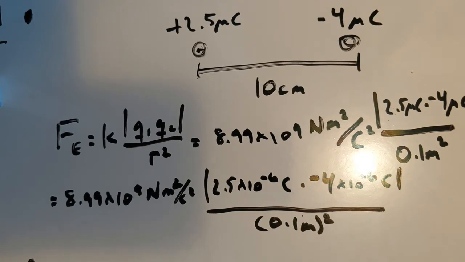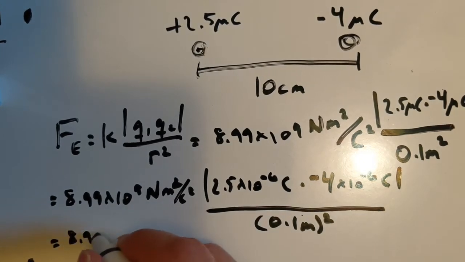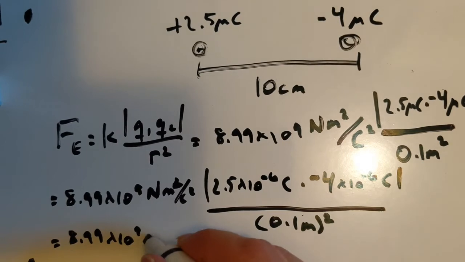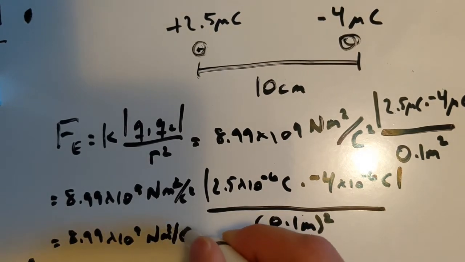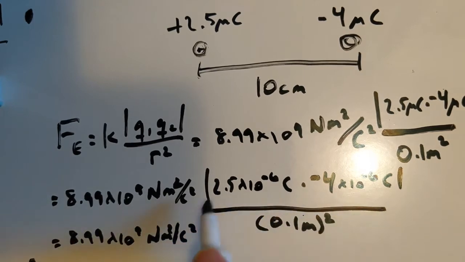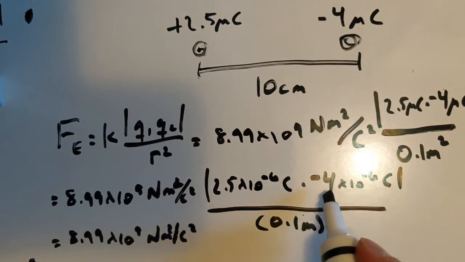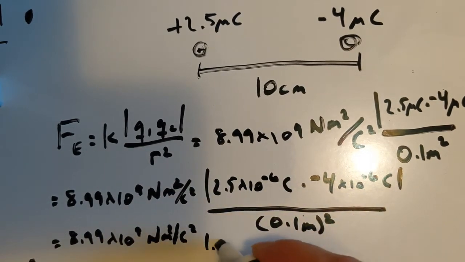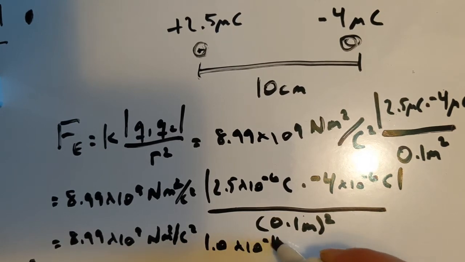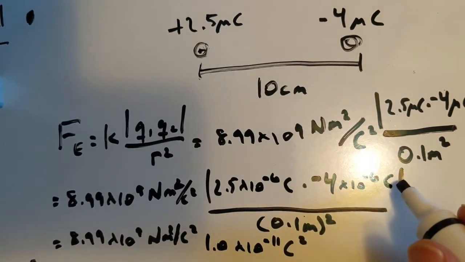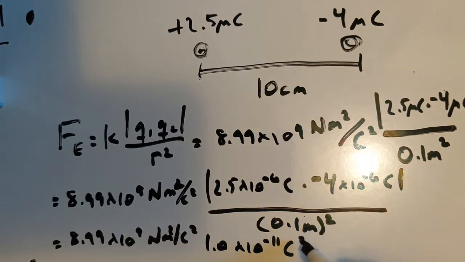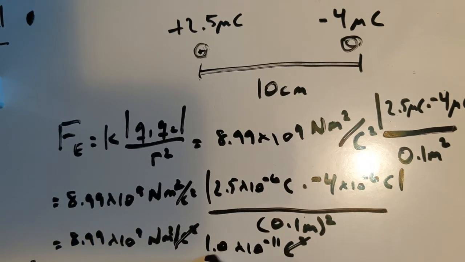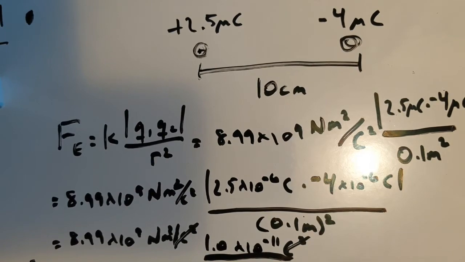And so now if we solve that, we're going to get 8.99 times 10 to the 9 newtons meters squared over coulombs squared. And all of this together, 2.5 times 10 to the negative 6 times negative 4 times 10 to the negative 6, take the absolute value of that, that's going to give us 1.0 times 10 to the negative 11 coulombs squared. And that's because we multiplied this coulomb by this coulomb. And so as you can see, those coulombs squared are going to cancel out with the coulomb squared that we got from the K. And then that's going to be over 0.01 meters squared.